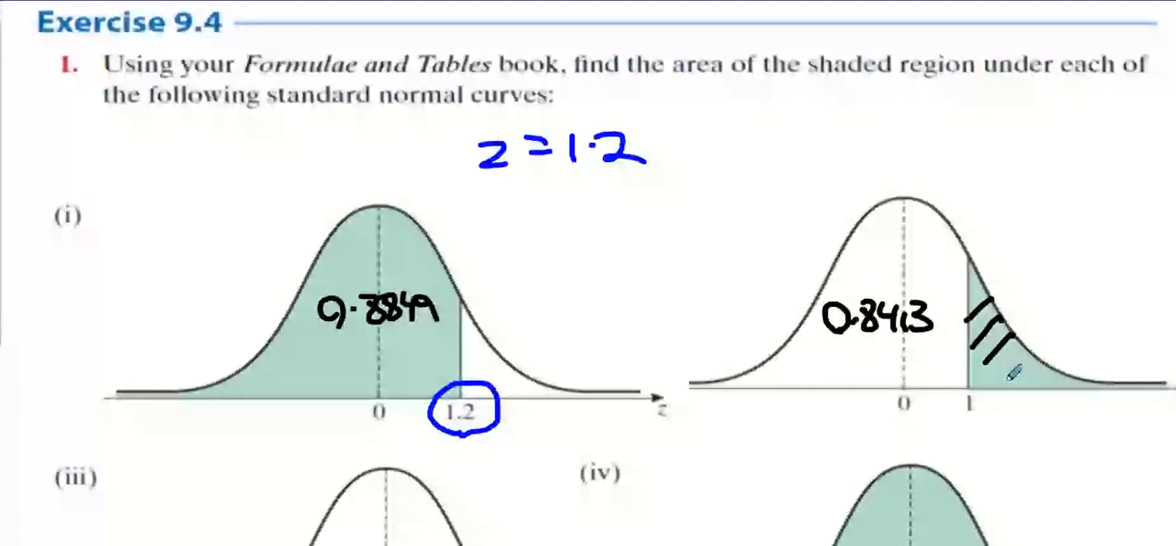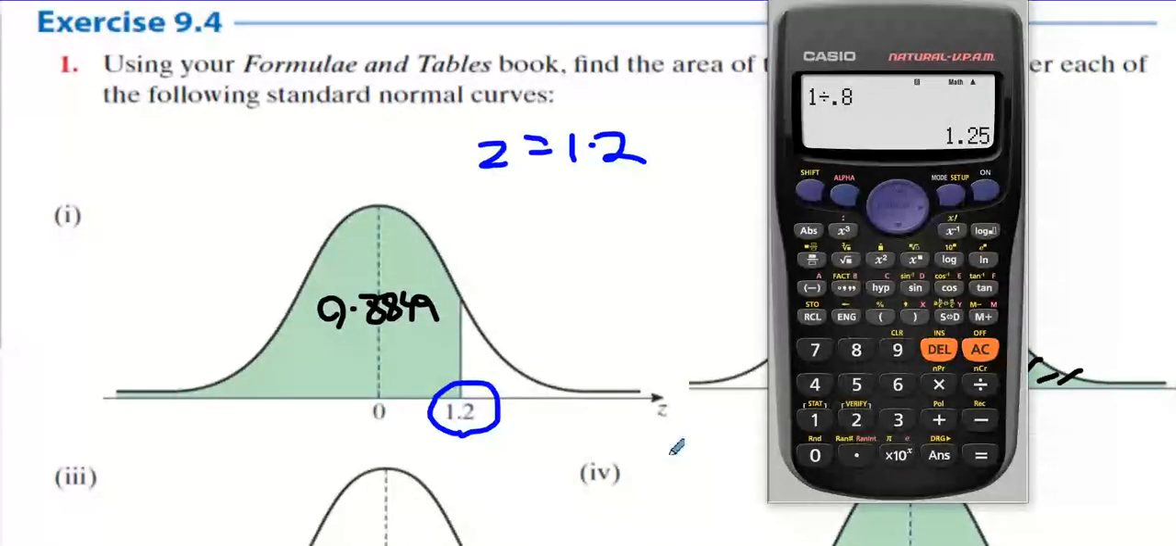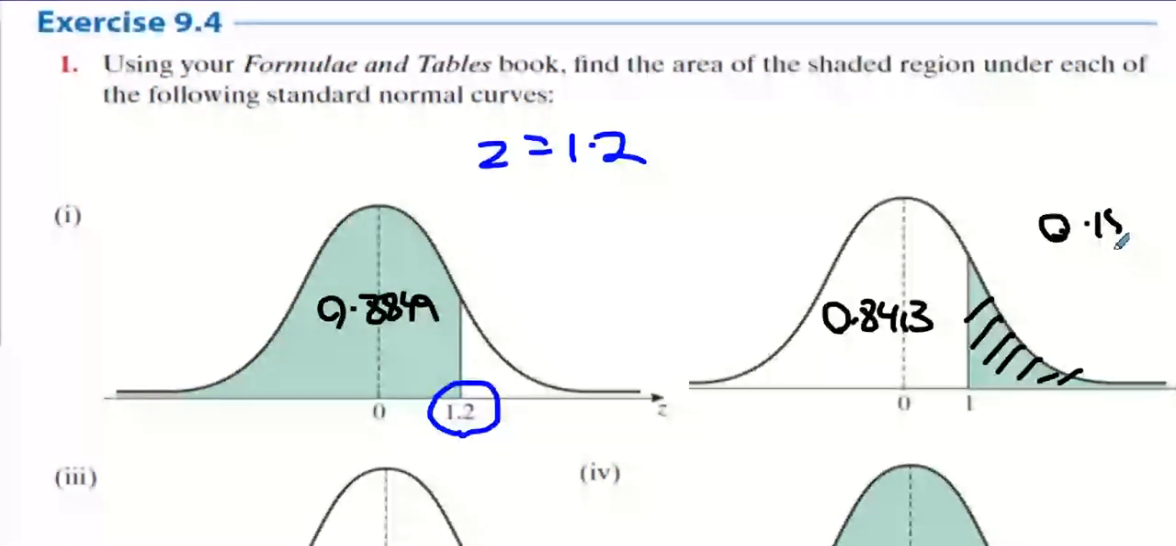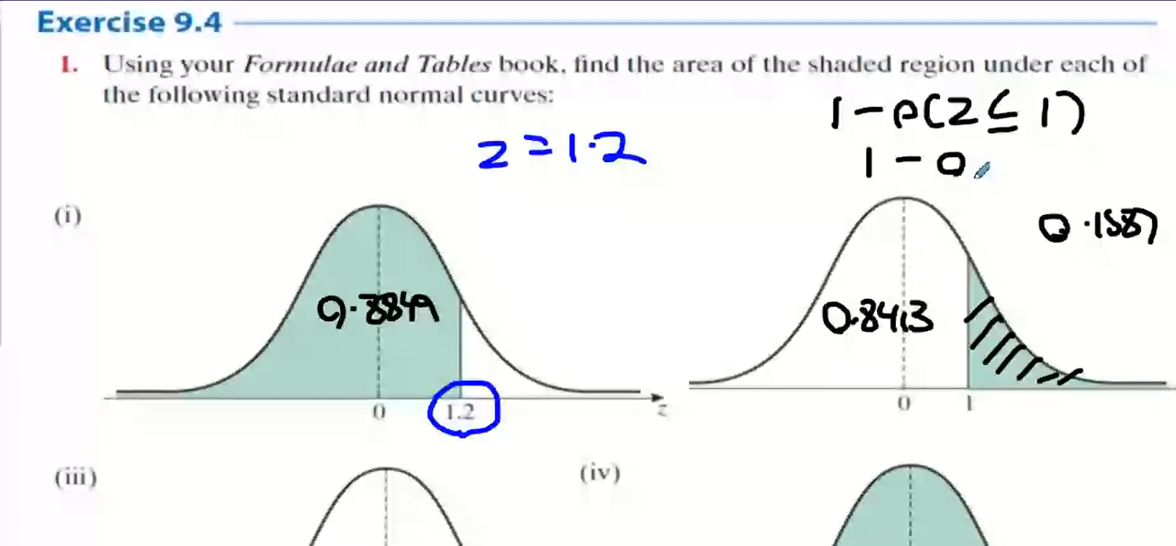So what does that make this region here? Yeah. 1 take away 0.8413. What do we get? 0.1587. Is that okay? Now, in your solutions, you'll see it written as 1 take away the probability of Z less than or equal to 1. And then they'll go 1 take away 0.8413. I personally just like the diagrams. I think they're quite easy.